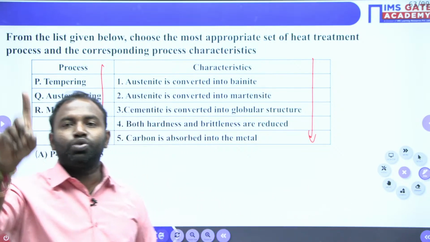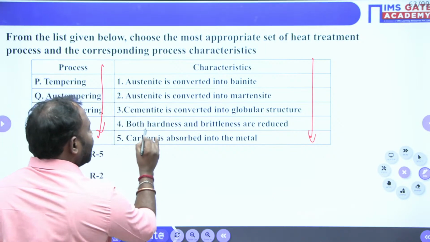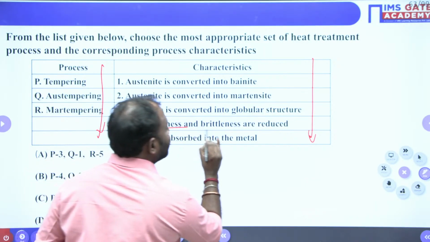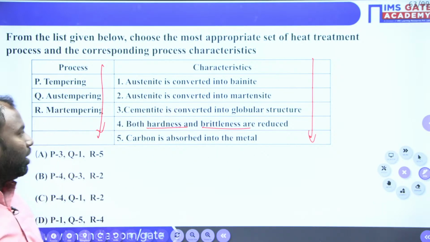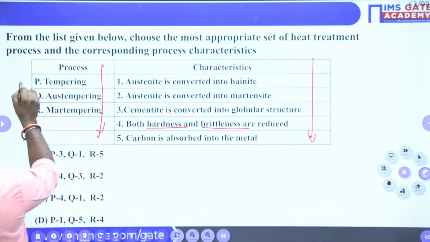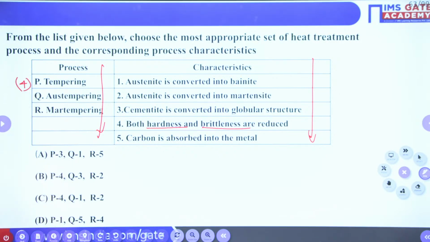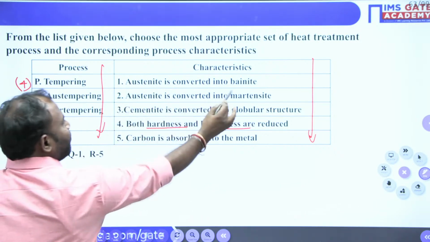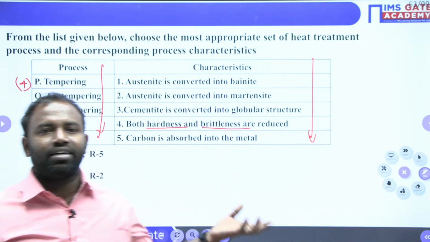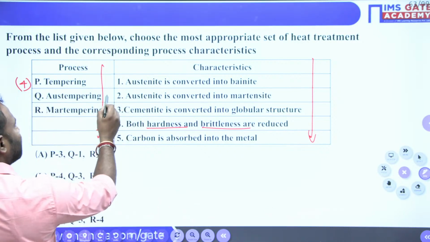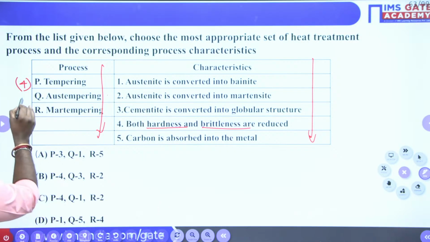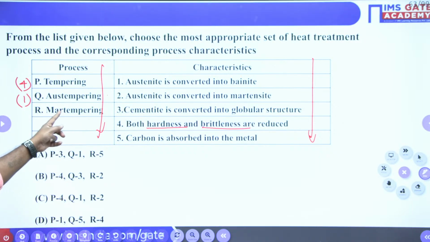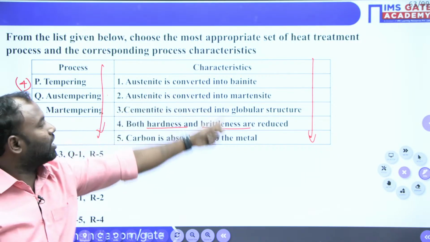Tempering is a process used for reducing the hardness and also the brittleness of the hardened component. So P is related to the fourth statement. Next, austempering. What is austempering? In austempering, austenite is converted into bainite. Next, martempering is nothing but austenite converted into martensite.